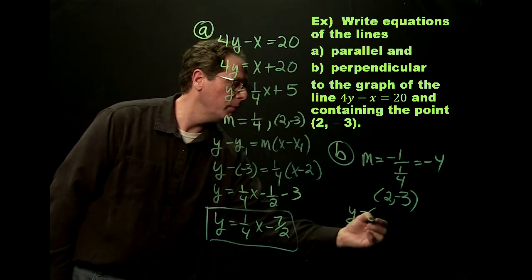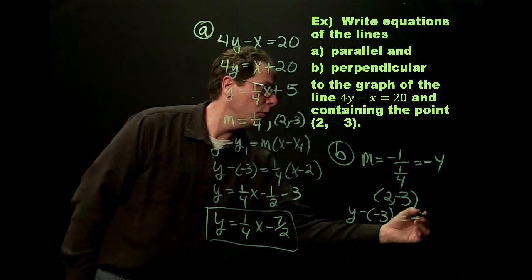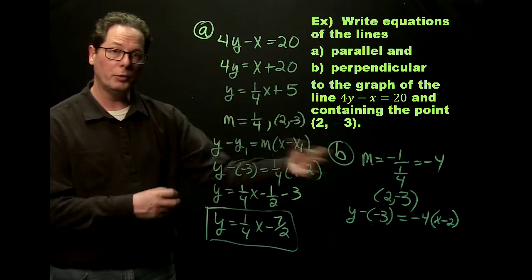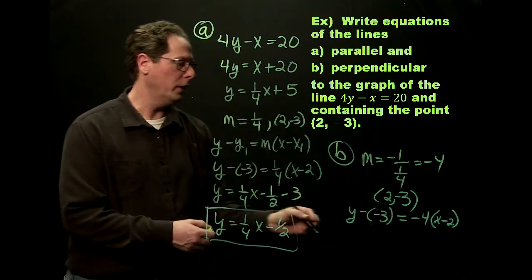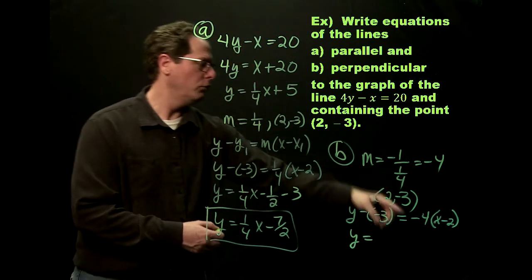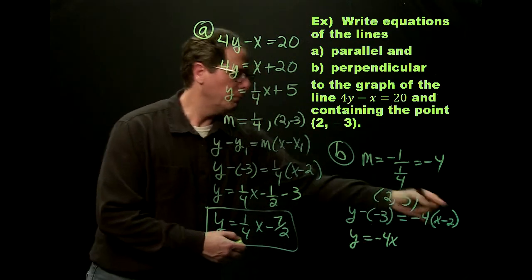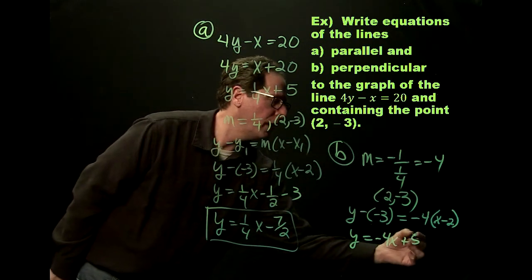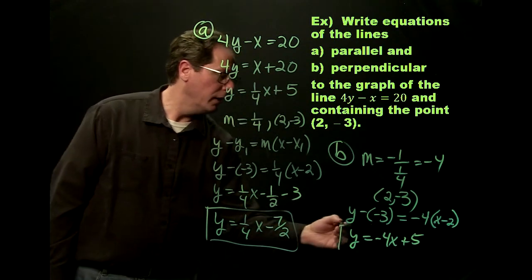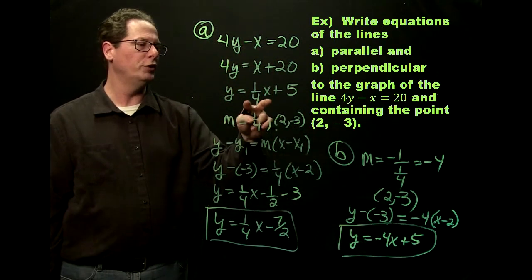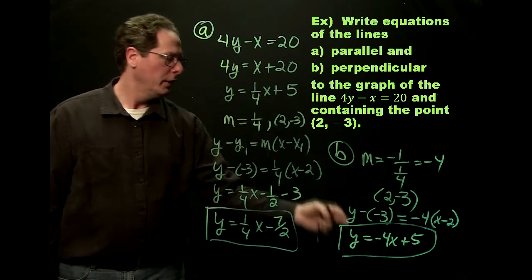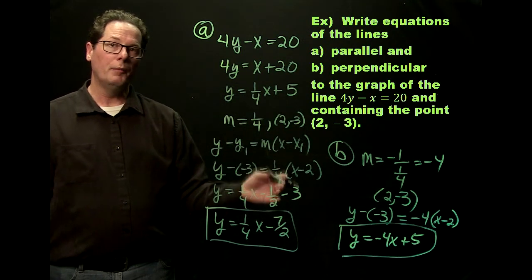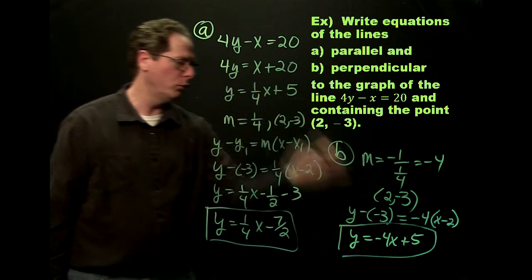So y minus y1, that'd be negative 3, just like before. But we have a different slope now. Our slope is negative 4, and we go x minus 2. A lot of the algebra is the same, except we have a different slope right here. So let's do all the algebra once here. So you get negative 4x. You get a positive 8 over here. You get a positive 3 over here, but you subtract it over to the other side, and so you get a positive 5. And so this is a line that's perpendicular to this original line, 1/4 x plus 5. This is negative 4x plus 5. They happen to share the same y-intercept, which is interesting, and they have perpendicular slopes, this one and this one.